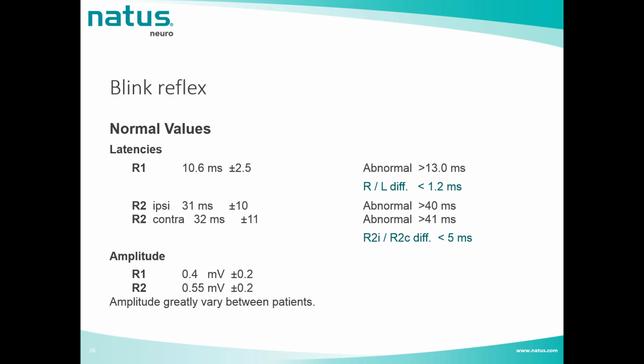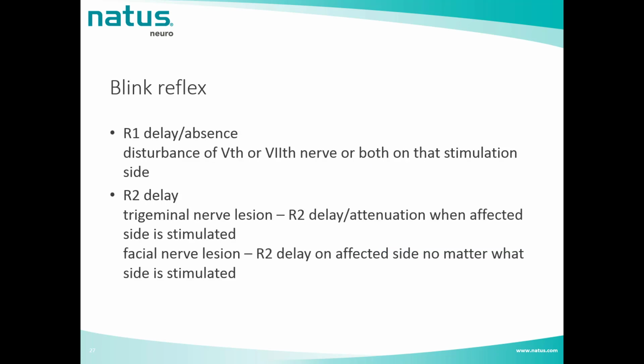Now, what will be the effect on the diagnosis when we take into account the delays of R1 and R2? If R1 has a delay or there is simply an absence of R1, we know that there will be a disturbance of the 5th nerve or the 7th nerve, or both, on that stimulation side. So if you have an R1 absence when you stimulate on the left side, you have a nerve lesion on the left side.